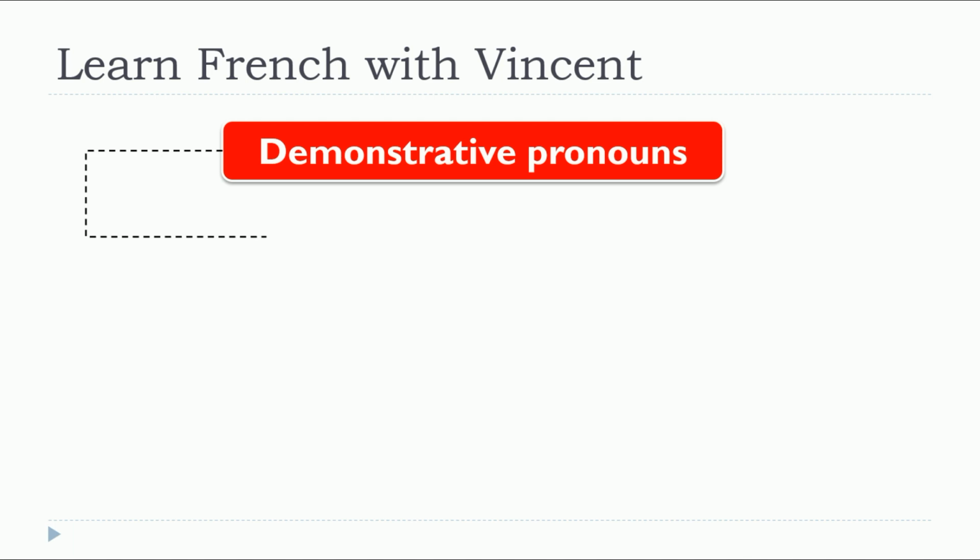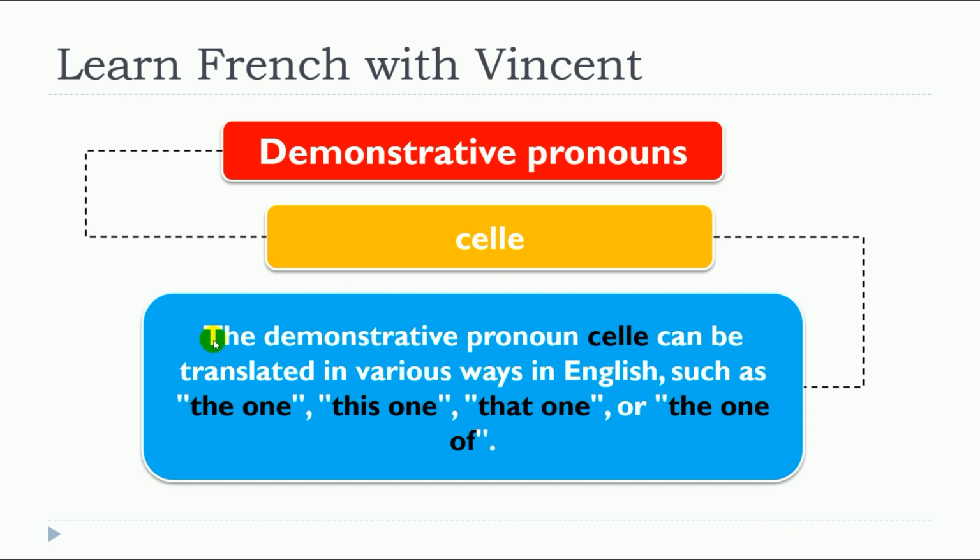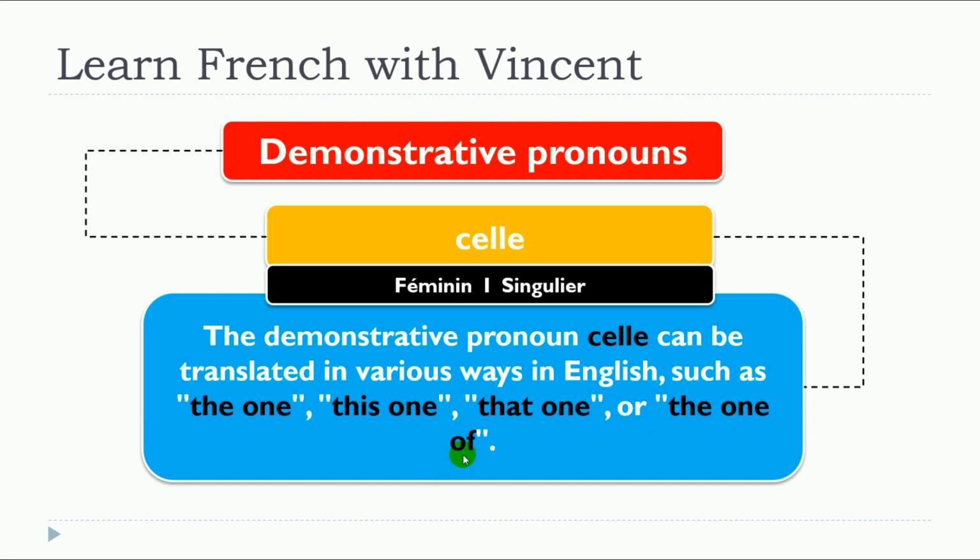So in that lesson, we will work on celle. The demonstrative pronoun celle can be translated in various ways in English, such as the one, this one, that one, or the one of. And keep in mind that celle is féminin, singulier.